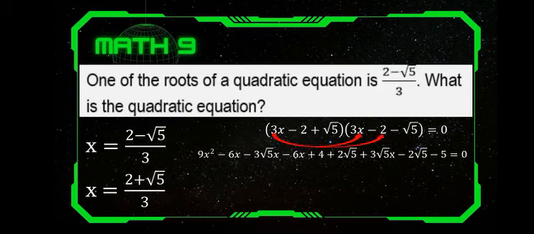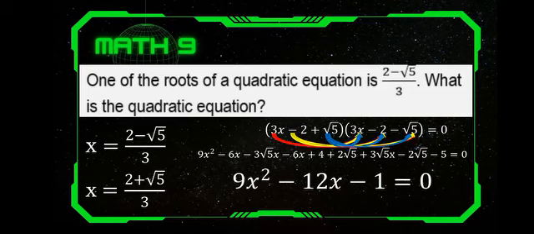Okay, distribute to get the following. Then, last, to get the following terms. Then combine like terms. Negative 6x minus 6x is negative 12x. Negative 3 square root of 5 x plus 3 square root of 5 x will be eliminated because that is 0. Then 2 square root of 5 minus 2 square root of 5 is also 0. The constant is negative 5 plus 4, that is negative 1. So therefore, the quadratic equation of your given is 9x squared minus 12x minus 1 is equal to 0.